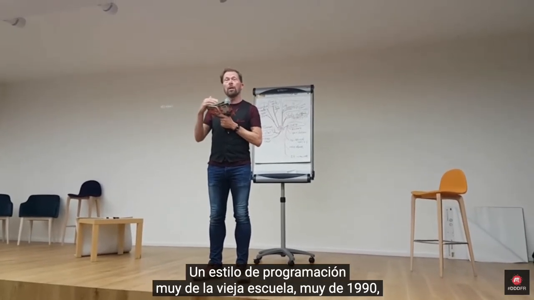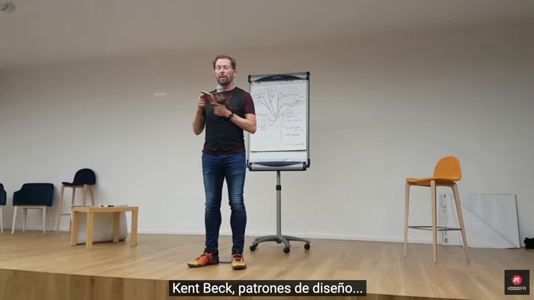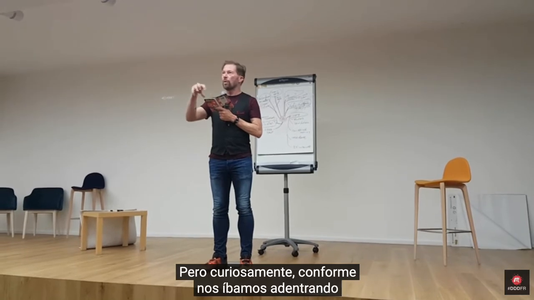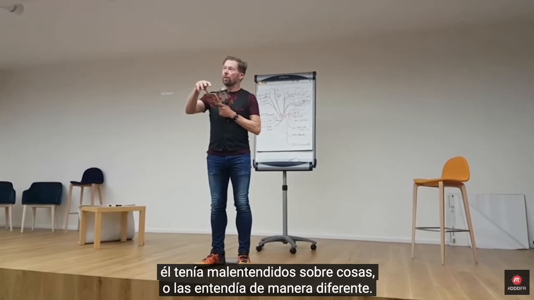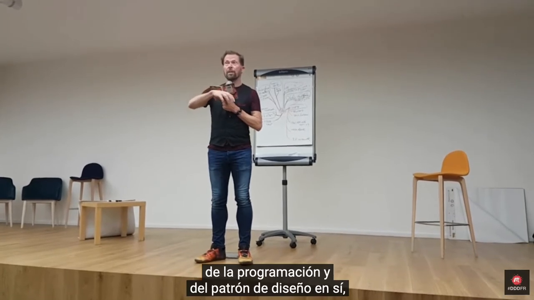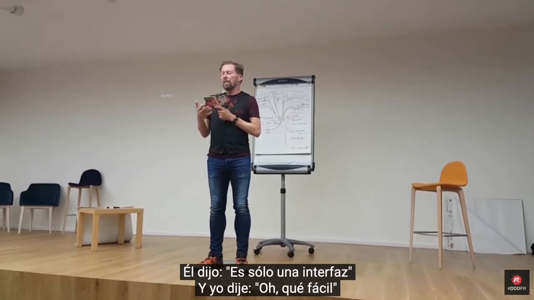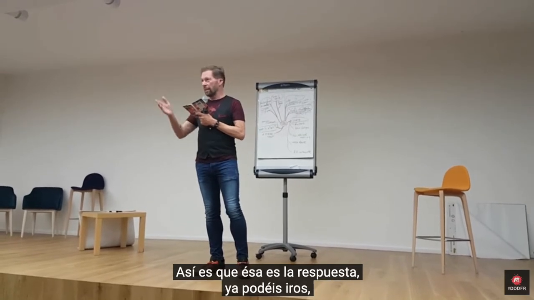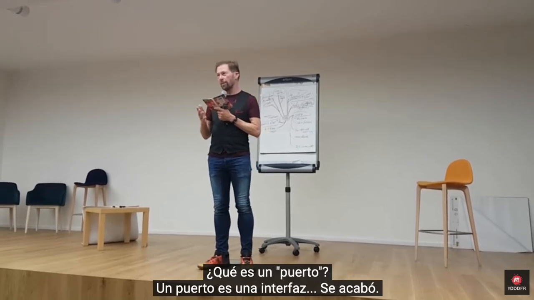This is very old school, early 1990s, Kent Beck, design patterns style of programming. And then I learned from him some stuff about interfaces. But interestingly, as we were going through the hexagonal architecture pattern, he found some things that he had misunderstood or understood differently. So we learned from each other about the programming and about the design pattern itself and what it means. In particular, what is this thing called a port, right, that everybody wonders about? And he said, no, that's just an interface. In C# or something, it's just an interface. And I went, oh, that was easy. So that's the answer. You can leave now, go get yourself a beer, because that's the answer you all were waiting for: what's a port? It's an interface. Done. Right?